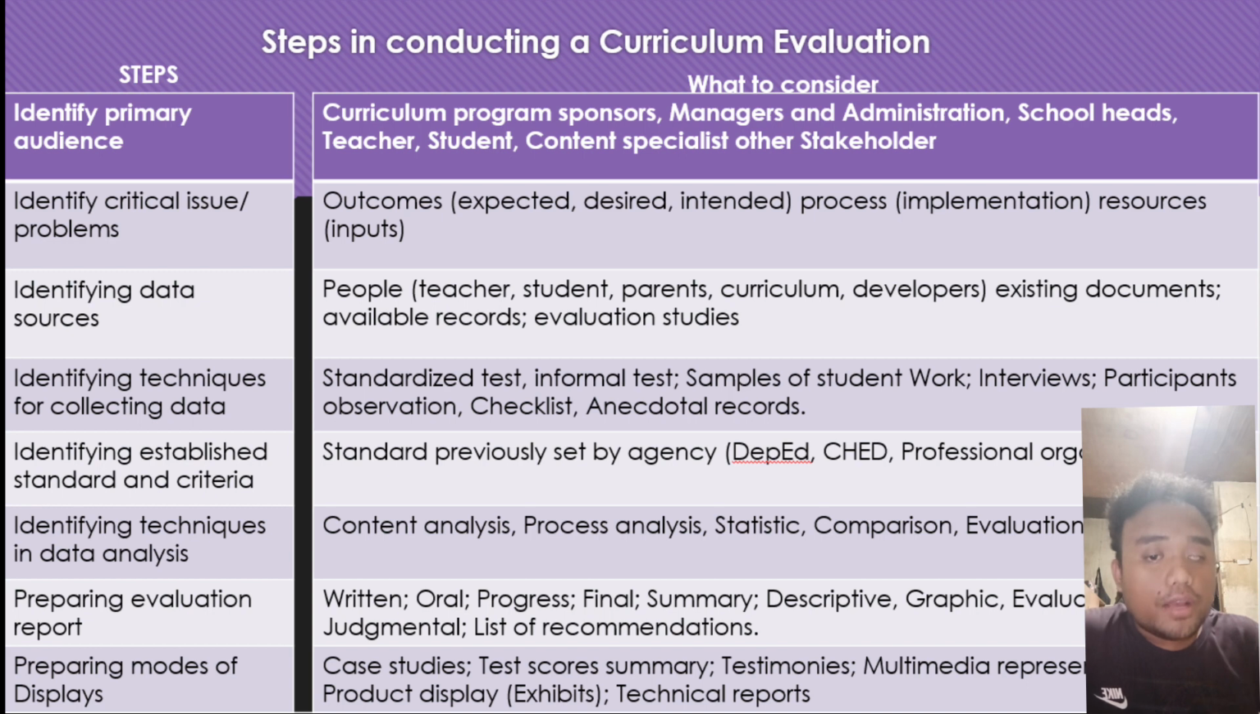You need to consider the outcomes, which are the expected, desired, and intended, and also the process, like the implementation, and the resources, where the inputs are. Those are what you need to consider in identifying critical problems. So we go to the third, identifying data sources. You should consider the people, which are the teachers, students, parents, and the curriculum developer, and also the existing documents, available records, and evaluation studies.